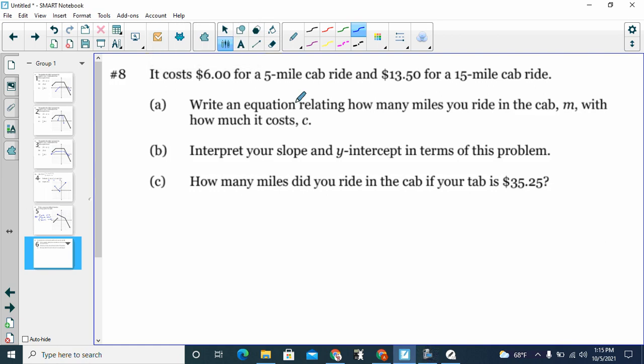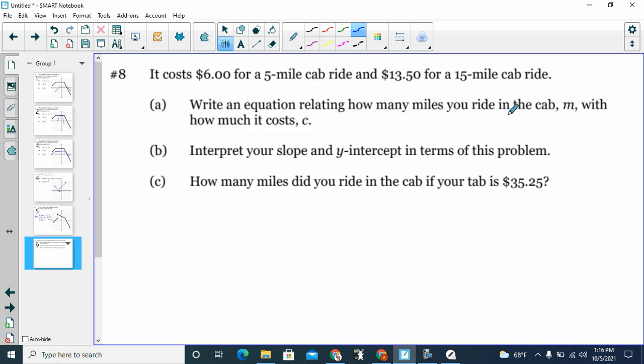Unit 2 study guide question number 8 tells us that it costs $6 for a 5-mile cab ride. A 15-mile cab ride costs $13.50. We are asked to write an equation relating how many miles you ride in the cab with the cost.